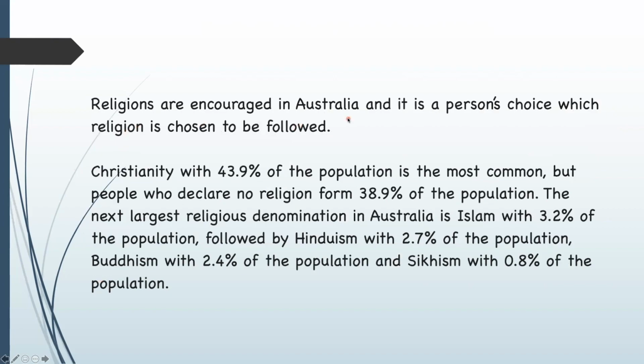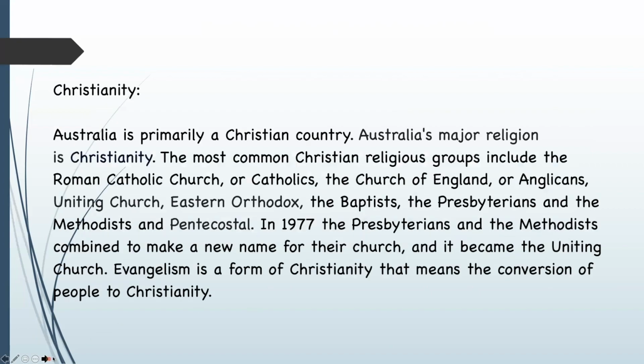Religions are encouraged in Australia, and it is a person's choice which religion is chosen to be followed. Christianity, with 43.9% of the population, is the most common, but people who declare no religion form 38.9% of the population. The next largest religious denomination in Australia is Islam, with 3.2% of the population, followed by Hinduism with 2.7% of the population, Buddhism with 2.4% of the population, and Sikhism with 0.8% of the population.